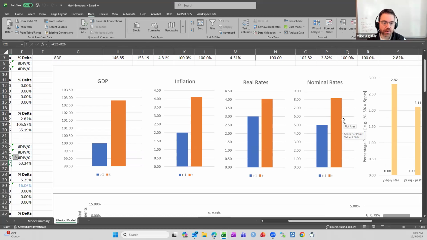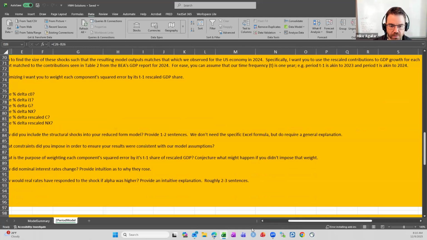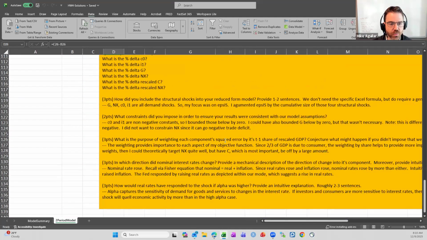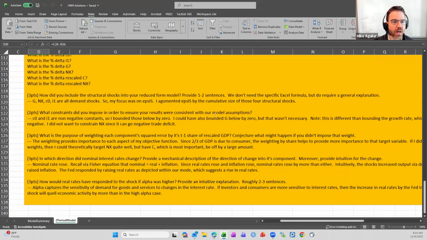Now, the last question that I posed to you, I think that was the last question, is going to be about, let's see over here. Make sure we got everything right. We got all the bits and pieces about what moved. Let me scooch this over so you can see more. How did we include it? What were the constraints? What's the purpose of weighting? What's the direction of the nominal? And then how would real rates have responded to the shock if alpha was higher? Intuitive explanation. We could do some math. We could do empirical, or here I just wanted intuition.